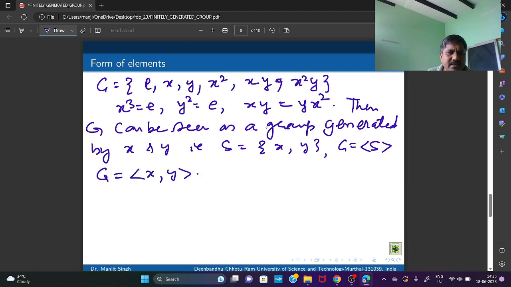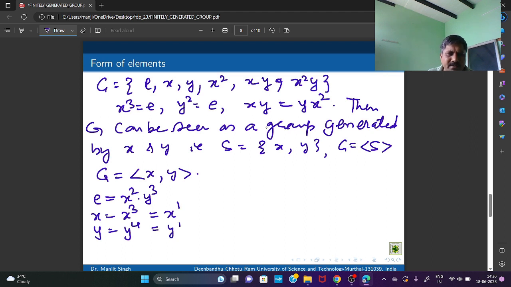It can be seen that E can be written as, obviously, x cube, and x can be written as x raised to power 1, and y can be taken as y raised to power 1, or simply you can write x raised to power 1, y raised to power 1.